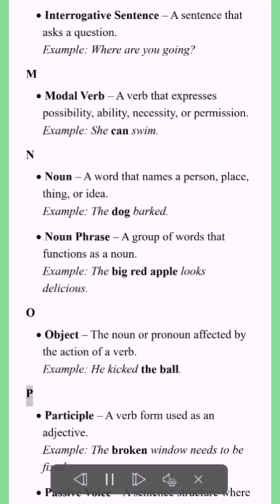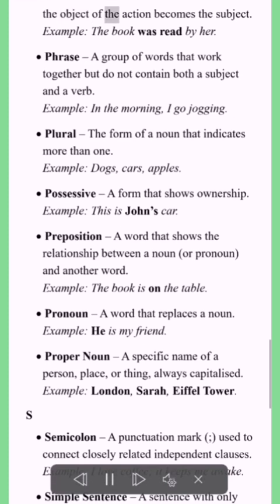P. Participle, a verb form used as an adjective. Example: the broken window needs to be fixed. Passive voice, a sentence structure where the object of the action becomes the subject. Example: the book was read by her.